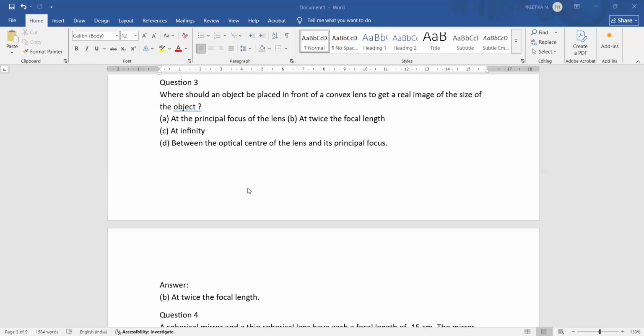Obviously, if you place it at the principal focus, the image forms at infinity. If you place it at infinity, a point-size image forms at the focus. If you place it between the optical center and the focus, a virtual image forms. So if we want a good image of comparable size, that can only be obtained when you place it at 2f, that means at C, at twice the focal length. Then only you get the same size as the object. Is it clear? We have done this many times: whenever you want the same size as the object, the object is to be placed at the center of curvature, which is double the focal length. If you have any doubt in the first 3 questions, tell me, otherwise I'll move forward to the 4th question.